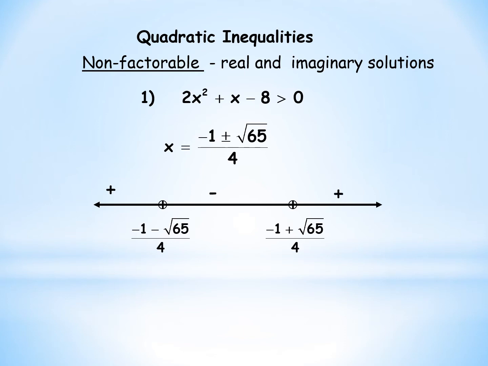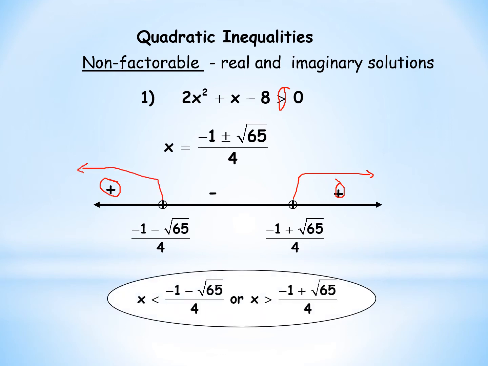I'm looking for where this is greater than 0. So I'm looking for where it's a positive number. So here and here is where it's positive. So my solutions will be in this area and in this area, which will be an OR. So my solution will be x is less than -1 minus the square root of 65 over 4, or it's greater than that. Let's try another one.